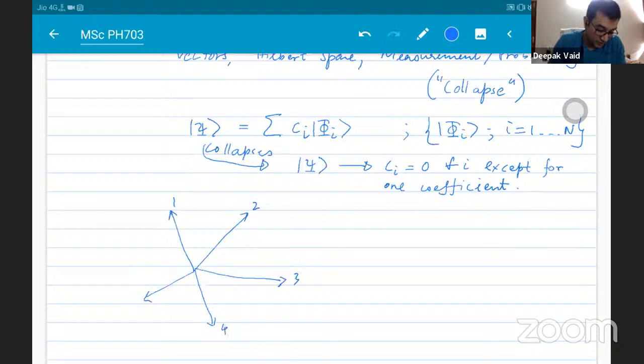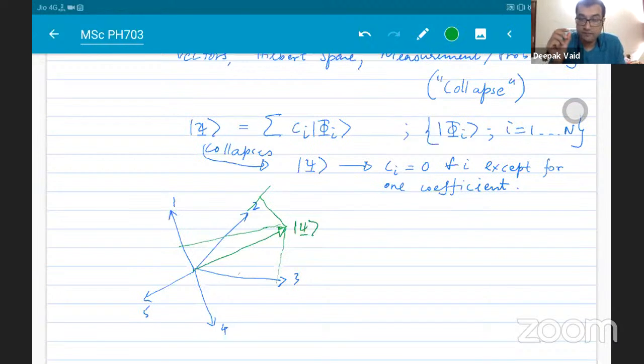So 1, 2, 3, 4, 5, these are all perpendicular to each other, all right? This is just a schematic drawing. And you have some vector in this space, which is a superposition of these vectors. So it has some component along the 3 direction. It has some component along the 2 direction. It has some component along the 1 direction. It has some component along the 4 direction, right? And so on and so forth. So what happens is that the collapse process randomly picks out one of those components.